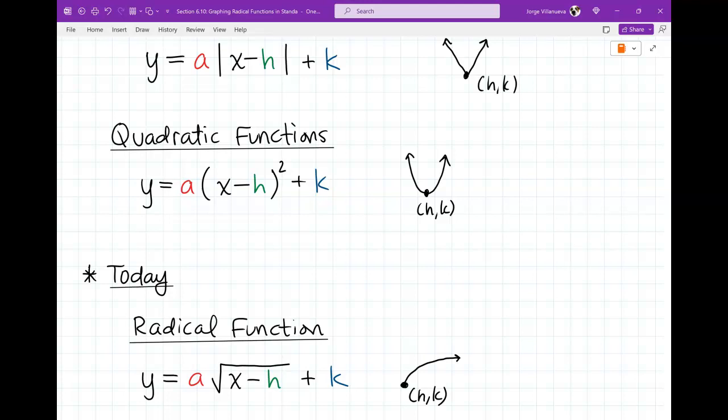Okay? And for today, we have the radical function, and it still looks the same thing, just that x minus h is in a square root. Okay? A still basically tells you whether the graph is opening up. A negative. This is going to be A is positive. It'll look like this. This will still be HK. But this is if A is negative. Okay, it's upside down.